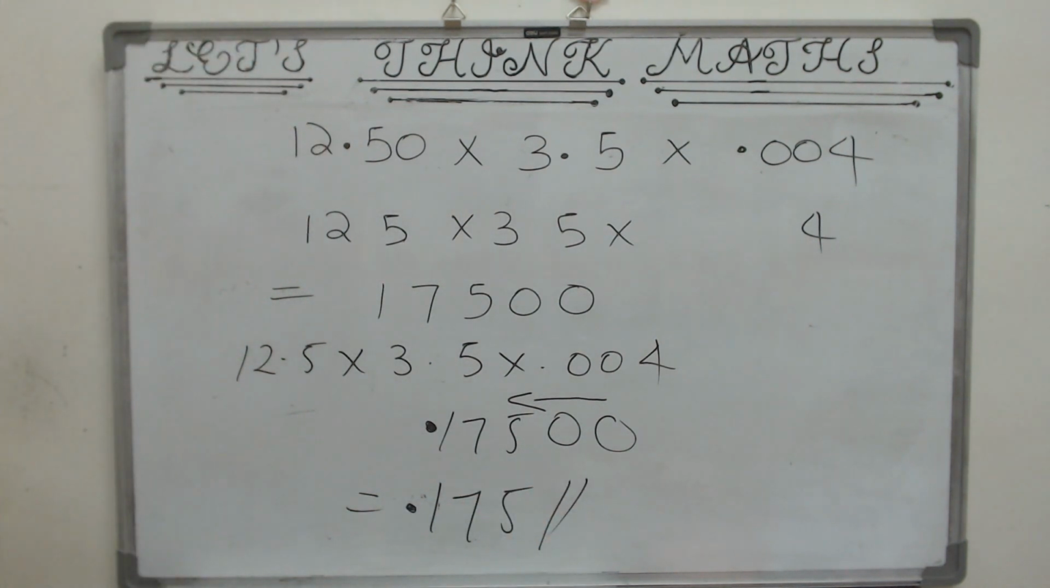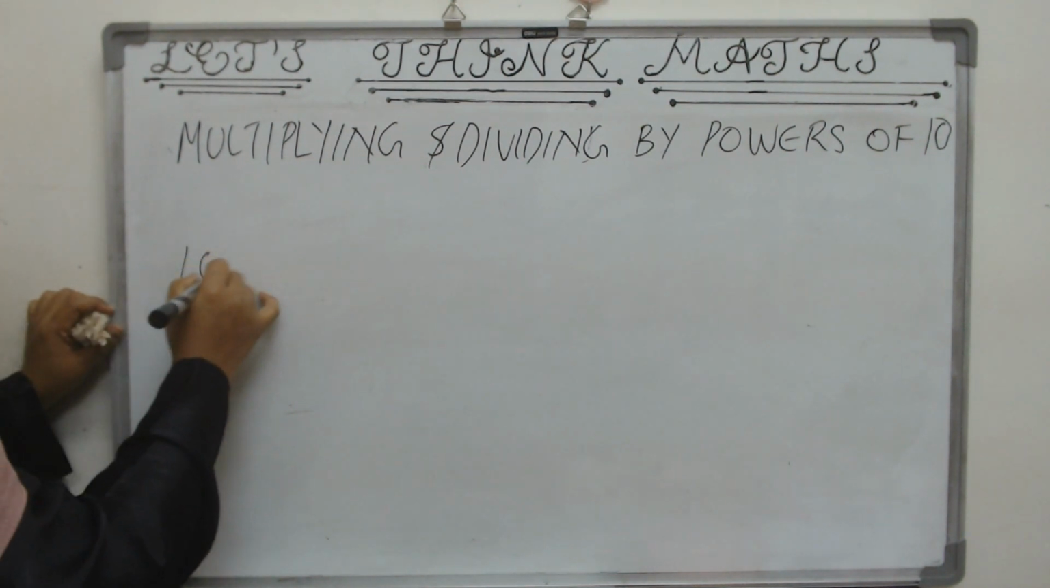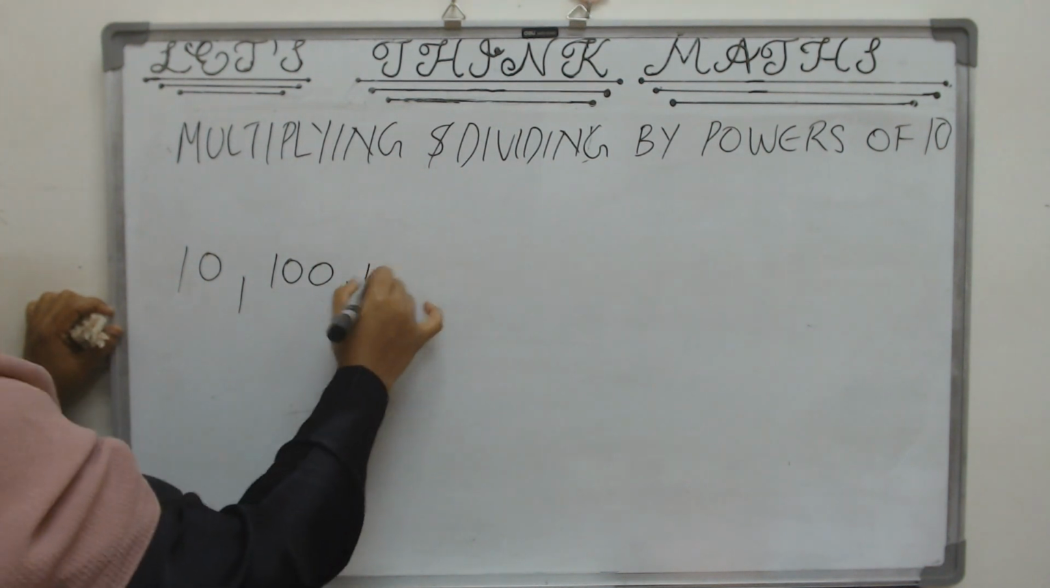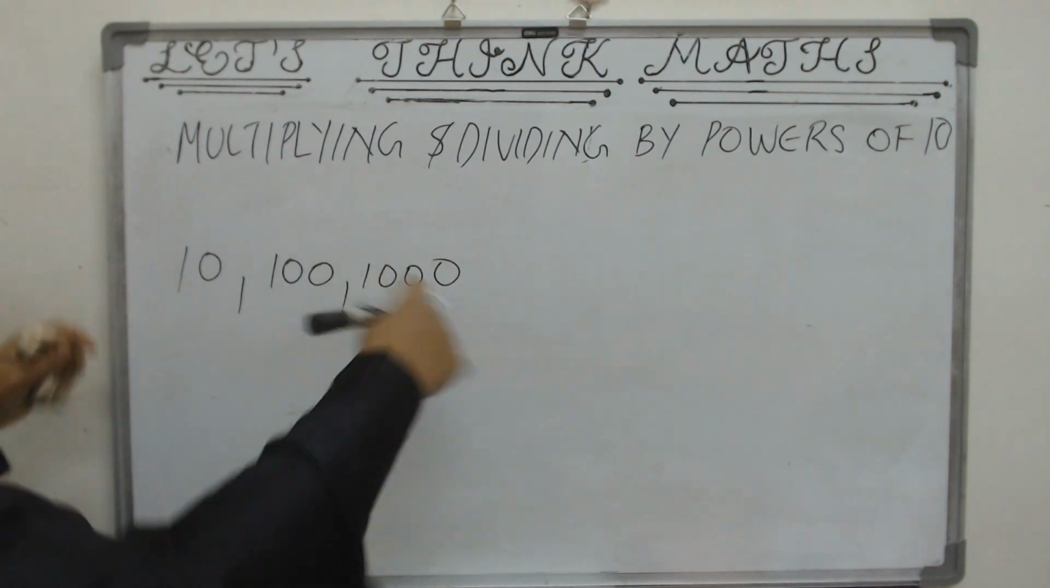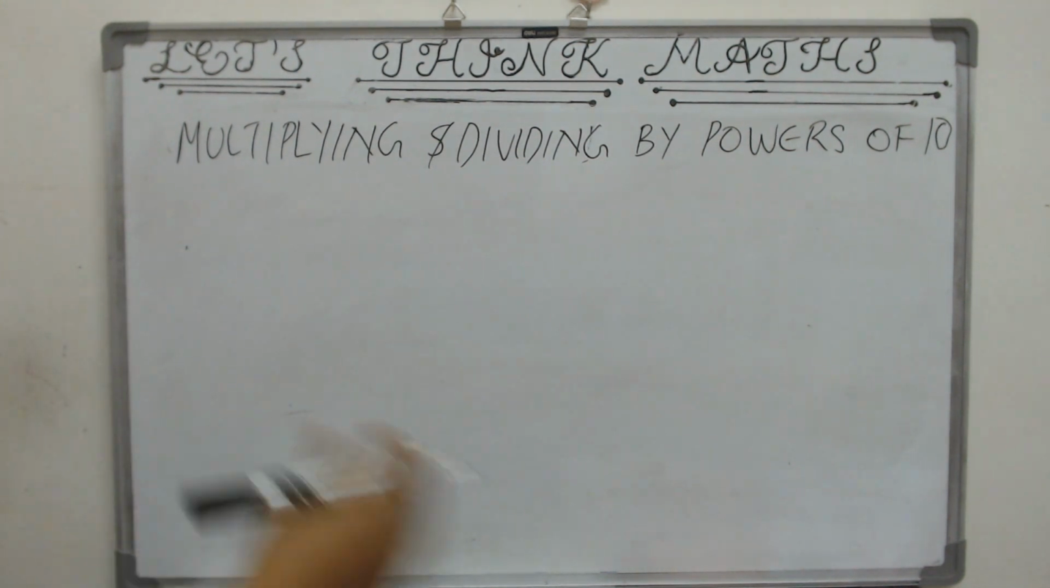Now we come to the last and the final topic of this lesson. Now let us see how to divide and multiply decimals by powers of 10. What do we mean by powers of 10? Numbers which are this: 10 raised to 1, 10 raised to 2 which is 100, 10 raised to 3 which is 1000, and so on. 10,000, 100,000, etc. It just goes on, right?